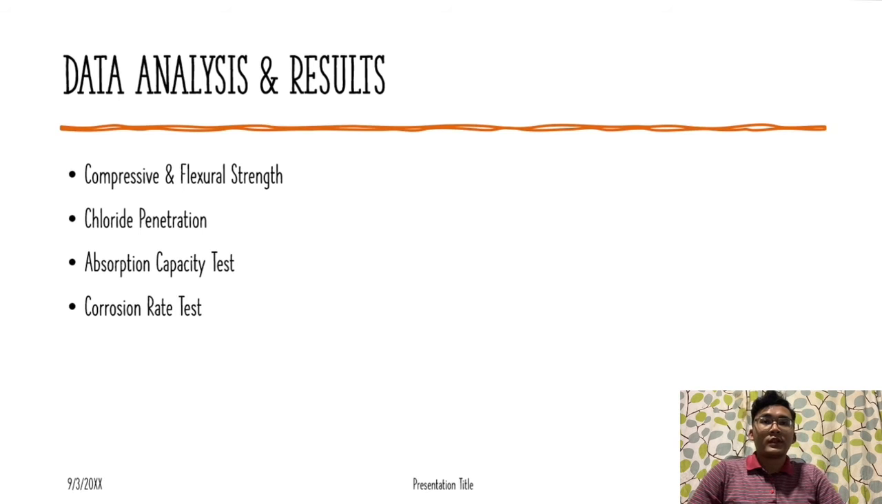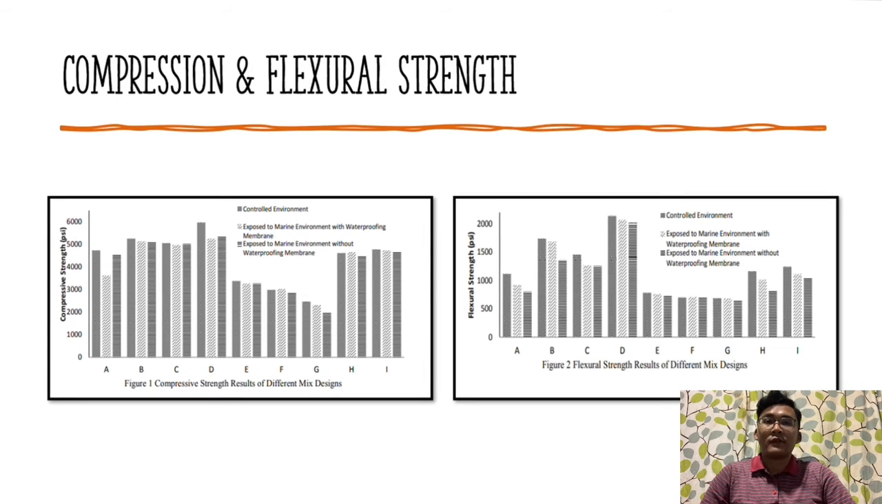In compressive strength, the target strength of the mix design was 5000 psi. From the graph, it shows that all mix designs achieved it except for mix designs E, F, and G. Next, for the flexural strength, it is similar to compressive strength, as shown in the figure, with mix design D having the highest value.